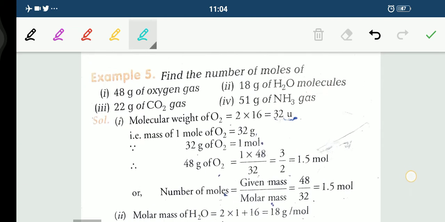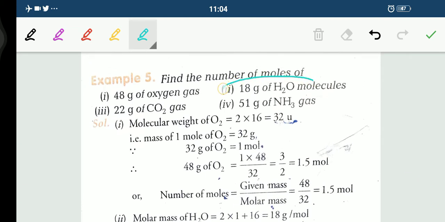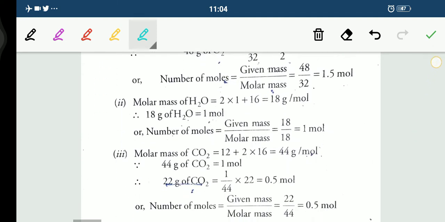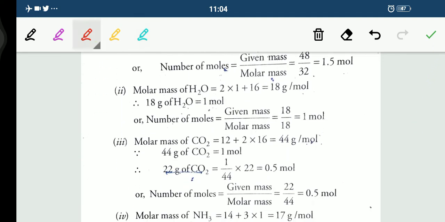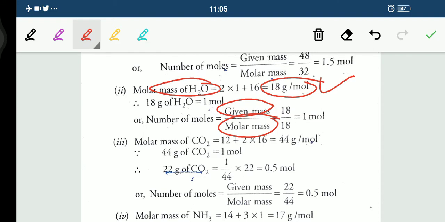Similarly, you can do the rest of the numbers, bache. That is 18 gram of H2O molecule. I'll be doing this one more for you. So in 18 gram, first of all, we should find out the molar mass for H2O, and that comes out to be 18 gram. I have already told you how to find out the molar mass. So number of moles is equal to given mass upon molar mass. Given mass is 18 and molar mass is 18. Your number of moles comes out to be 1 mole.